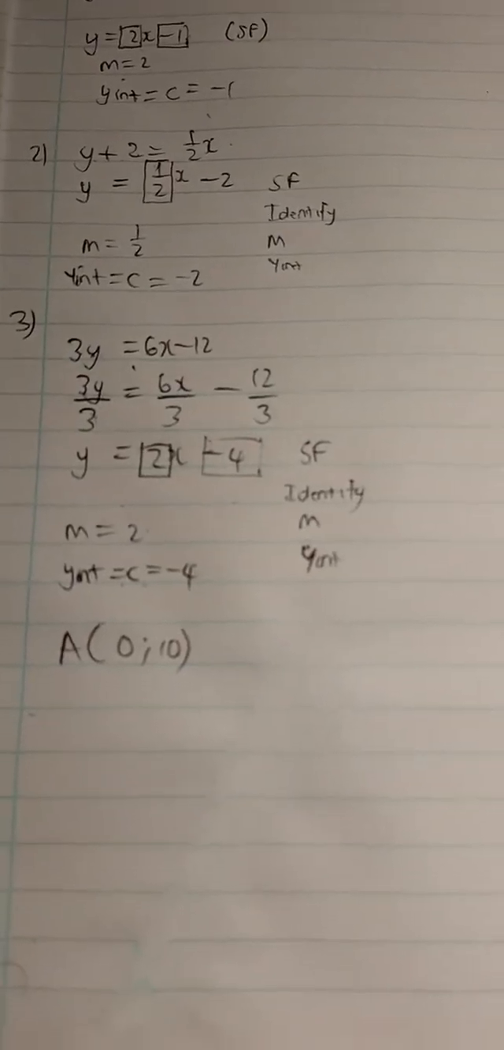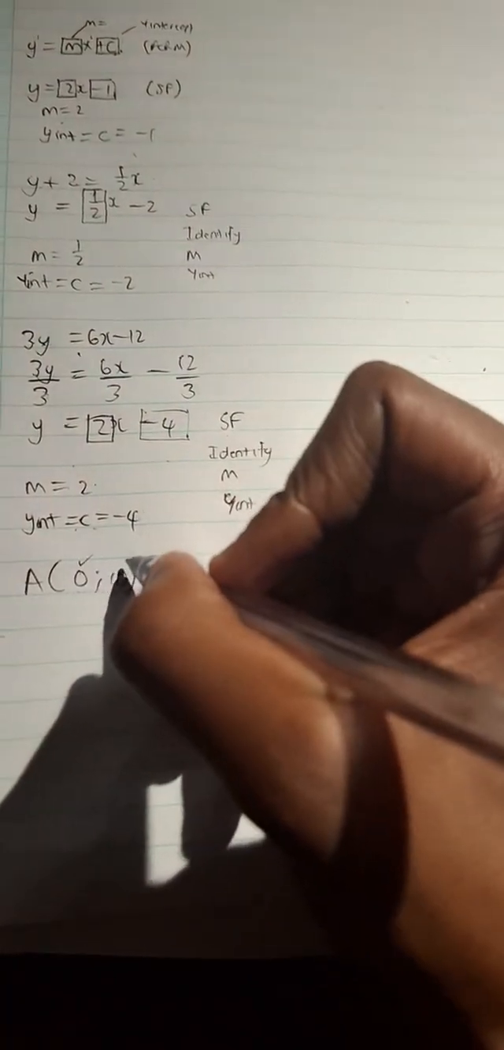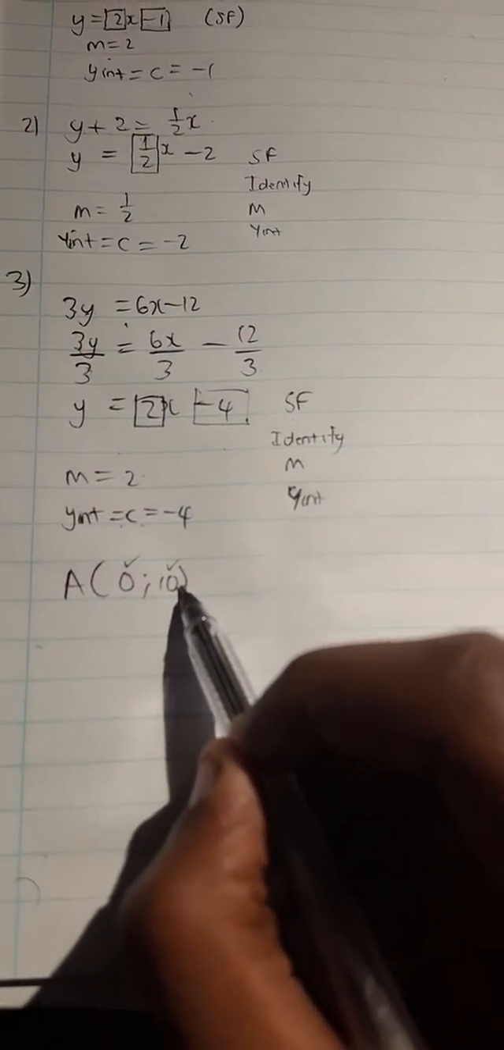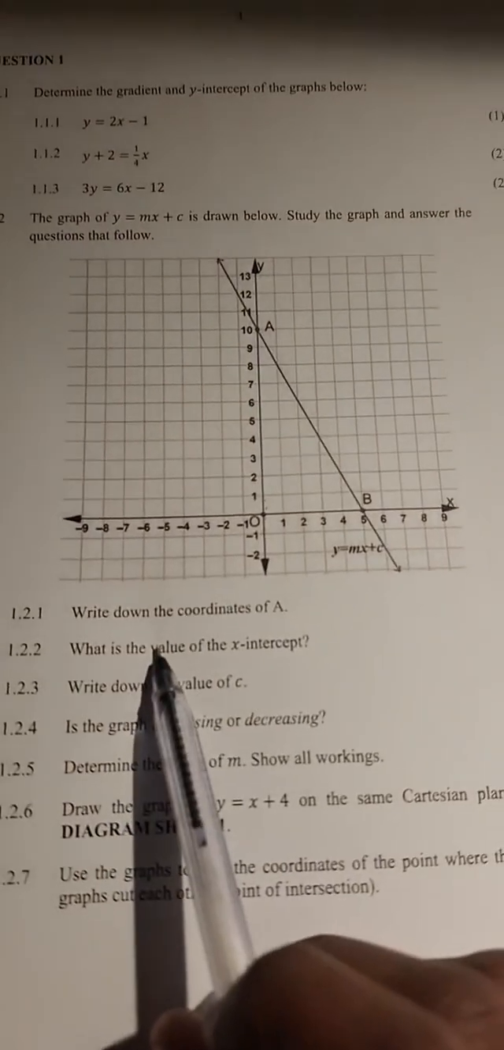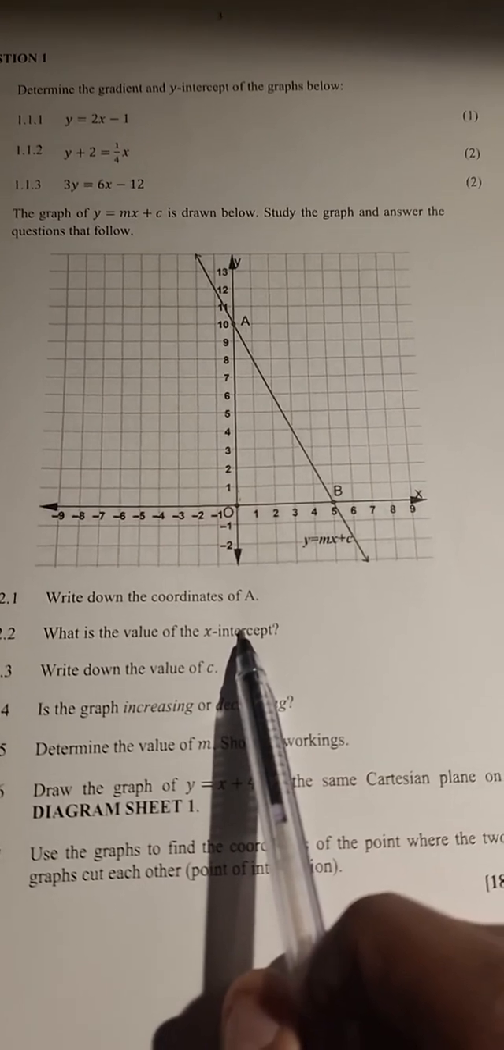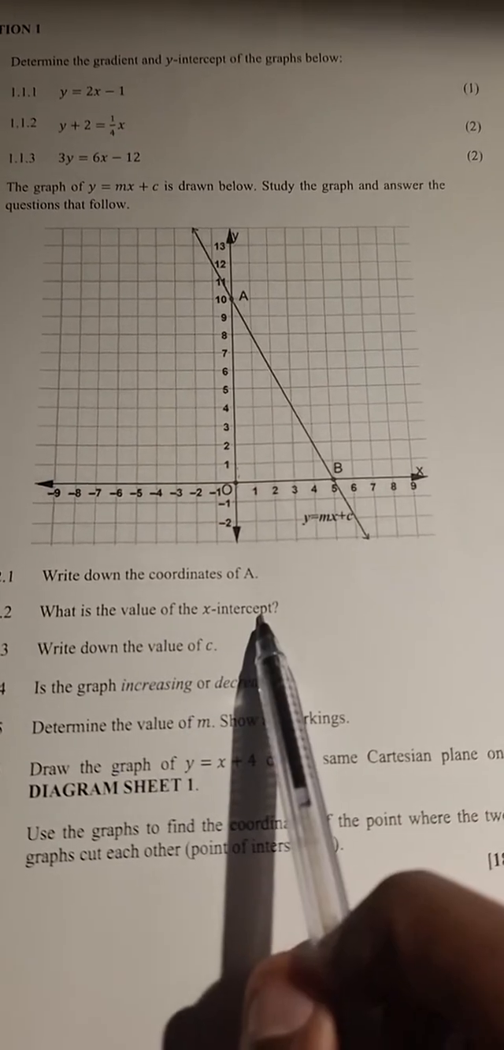You guys are 100% correct. So the 2 marks there are for 1 mark for the x coordinate and 1 mark for the y coordinate. Let's go on to the next question. What is the value of the x-intercept? Okay, remember, what is the x-intercept?